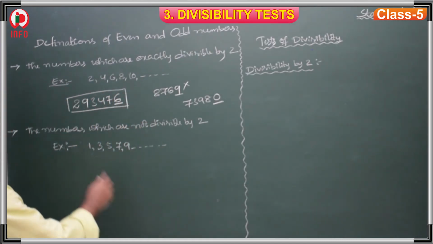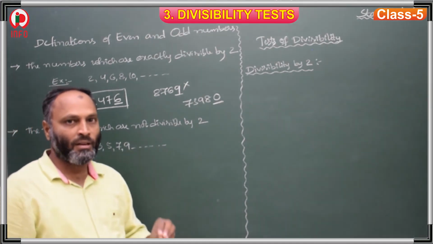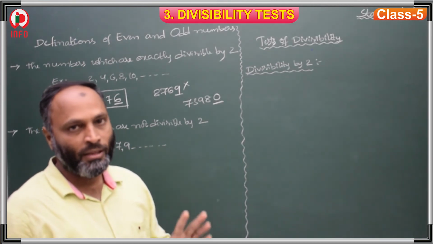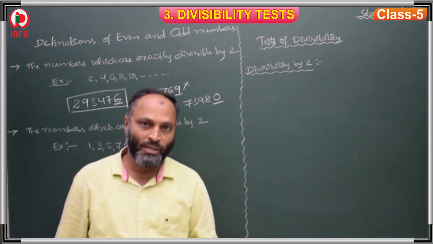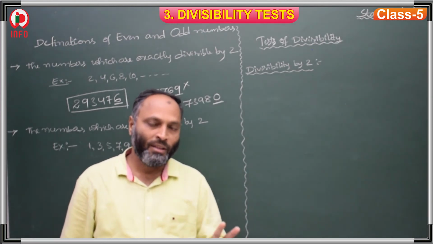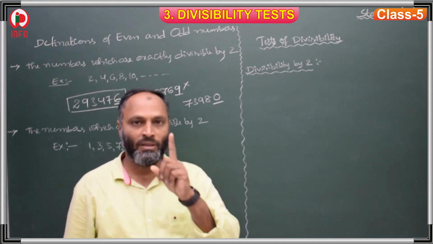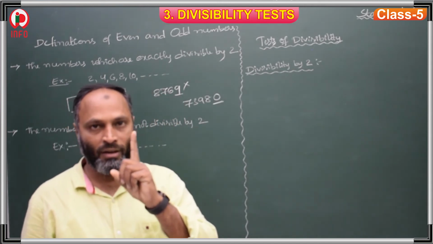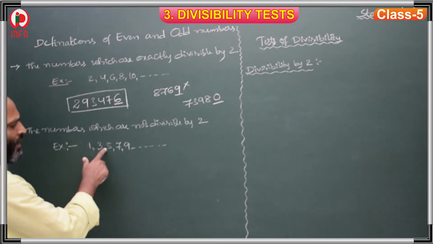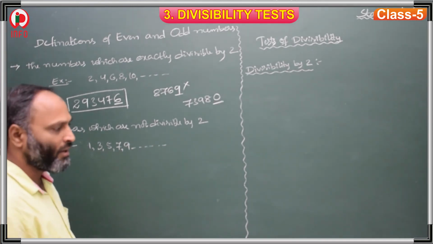Now, odd numbers. What are the odd numbers? The odd numbers are those which are not divided by 2. The numbers which are not divisible by 2 mean that a remainder will be left. Then we call them odd numbers. In odd numbers we always get remainder 1. So here odd numbers are 1, 3, 5, 7, 9. All these are odd numbers.